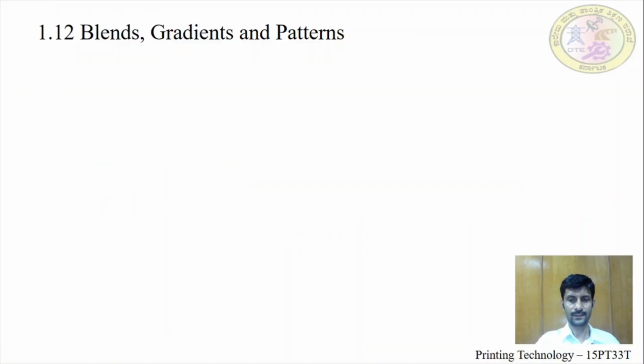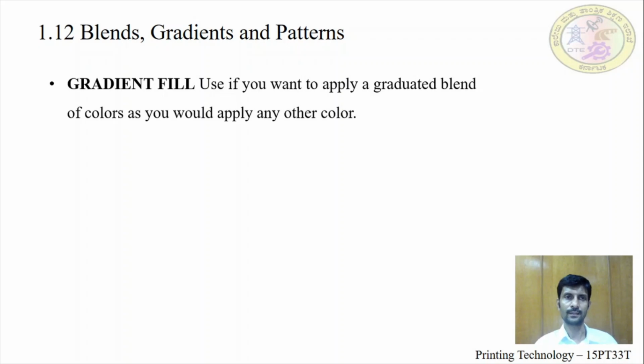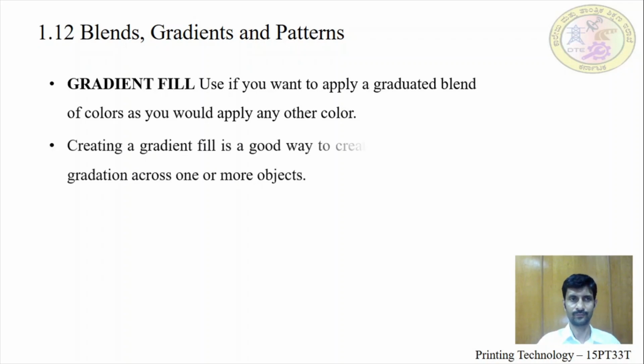Let us see the next one, gradient fill. Use it if you want to apply a gradient blend of a color as you would apply any other color. Even in a blending of two colors, we can gradually blend them. We can fill it to smoothly blend the two colors. That is possible only in a gradient, like our rainbow colors.